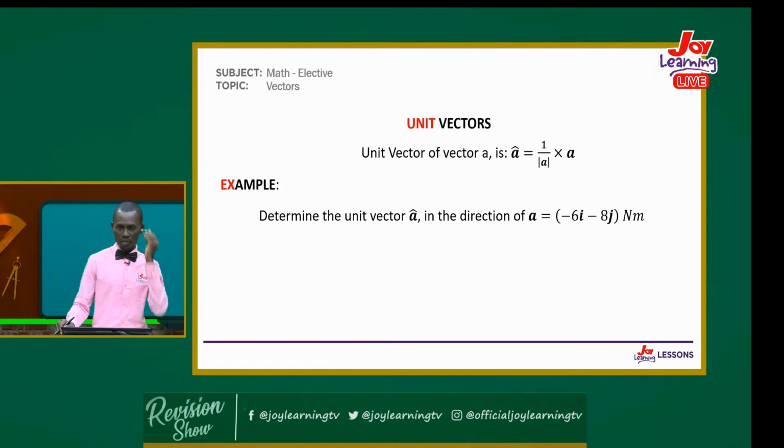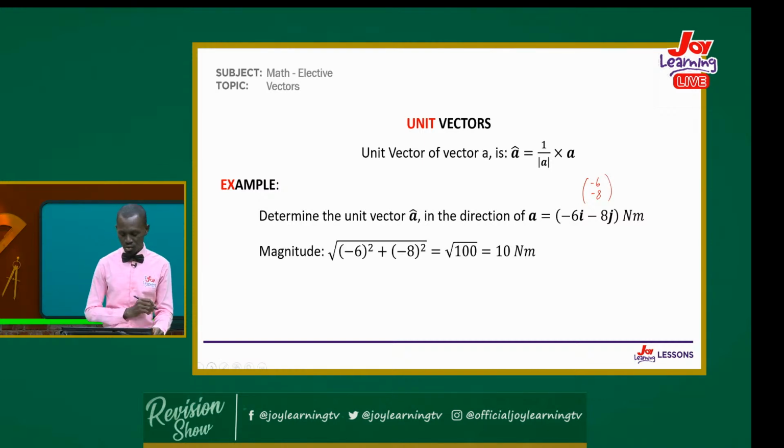Okay, so if we had a vector negative 6i minus 8j, which we could have written as negative 6, negative 8 in a column form, and we'll talk about that. And we were required to find or determine the unit vector of that vector A. What would we do? Look at the formula very well. We're going to do two things. We're going to find the magnitude and then we'll multiply by the vector itself.